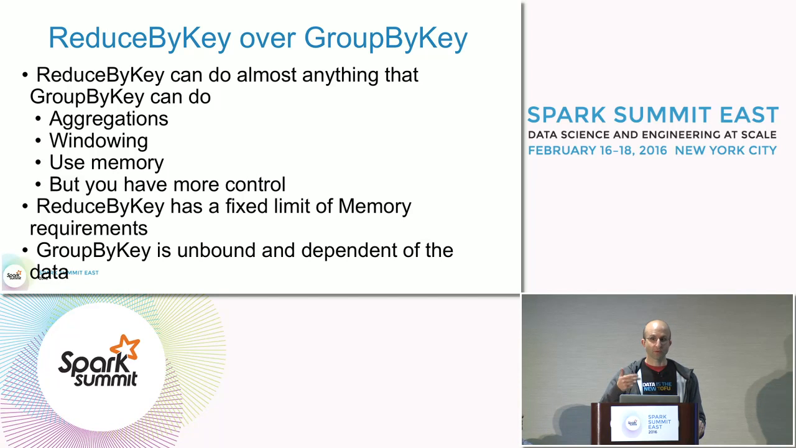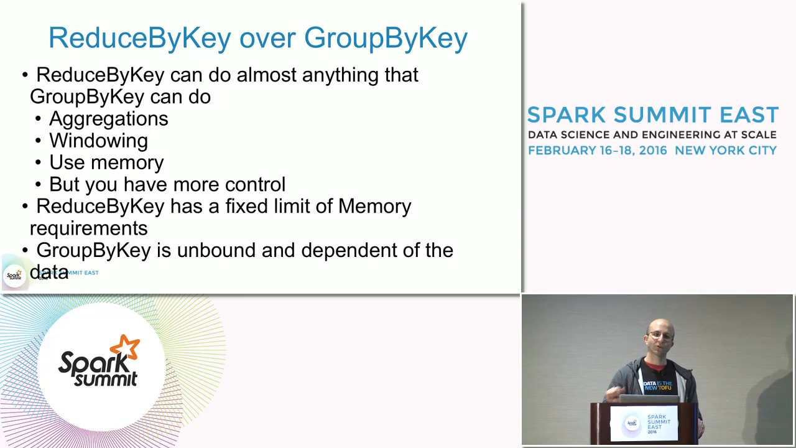Now you can store more in memory. You could use collection objects and stuff like that, advanced objects in your reduce by, but then you have more control. You could say, well, I'm going to have a collection object and I'll keep the last 1,000 or even the last 1,000,000 records. Right?